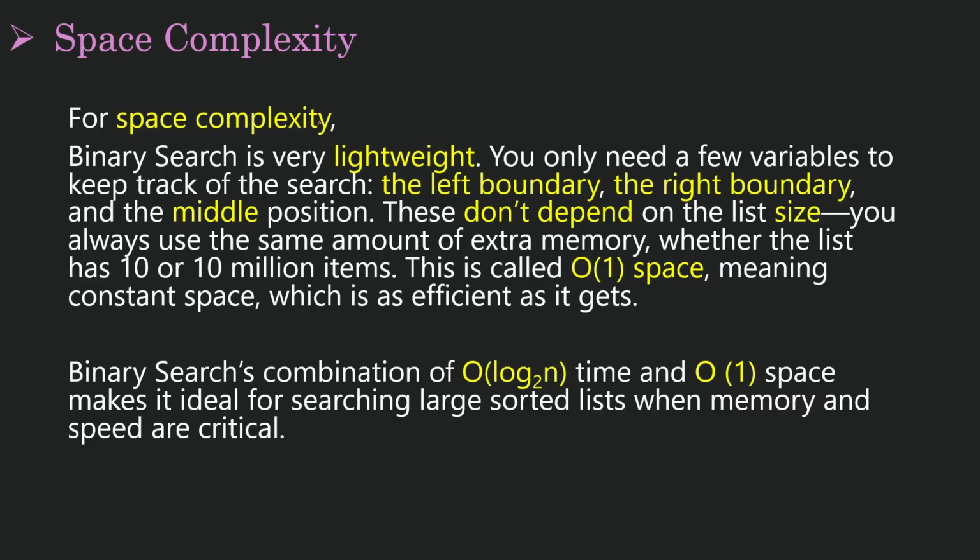For space complexity, binary search is very lightweight. You only need a few variables to keep track of the search: the left boundary, the right boundary, and the middle position. These don't depend on the list size. You always use the same amount of extra memory, whether the list has 10 or 10 million items. This is called O of 1 space, meaning constant space, which is as efficient as it gets. Binary search's combination of O of log base 2 of n time and O of 1 space makes it ideal for searching large sorted lists when memory and speed are critical.